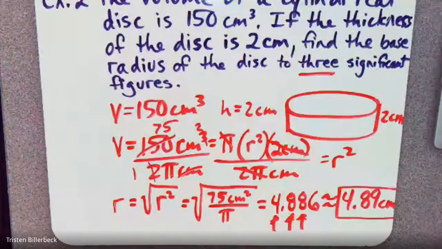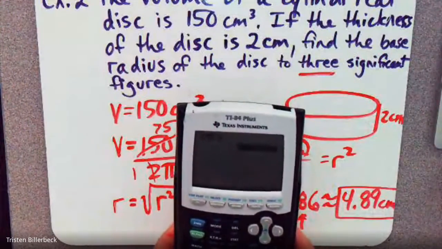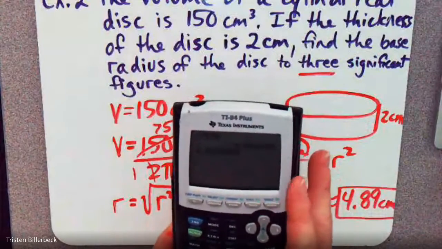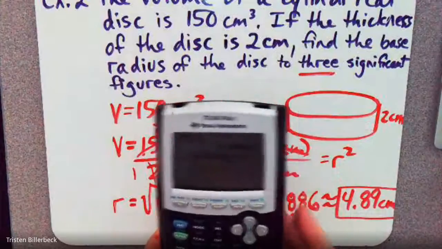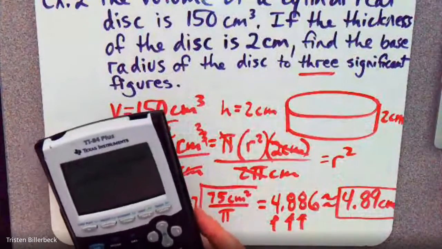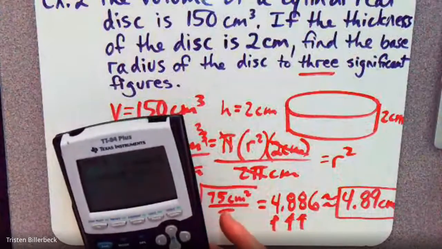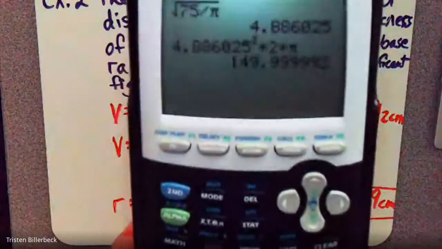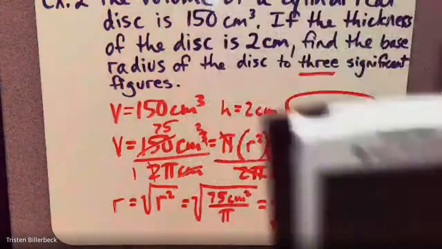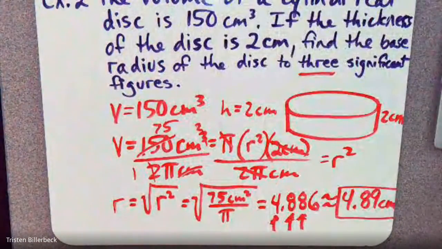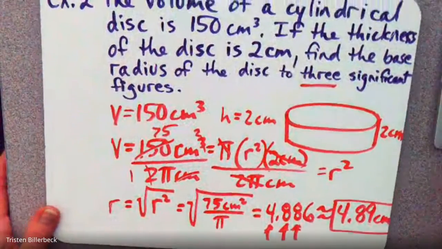Now I can quickly check that. I take this here and square it, then multiply by the height of 2 and multiply by pi. And there you have it. It comes out super close to 150. All right, let's look at the next example.